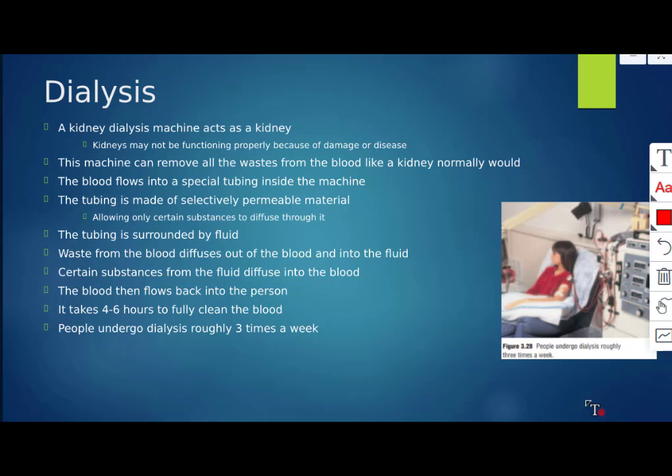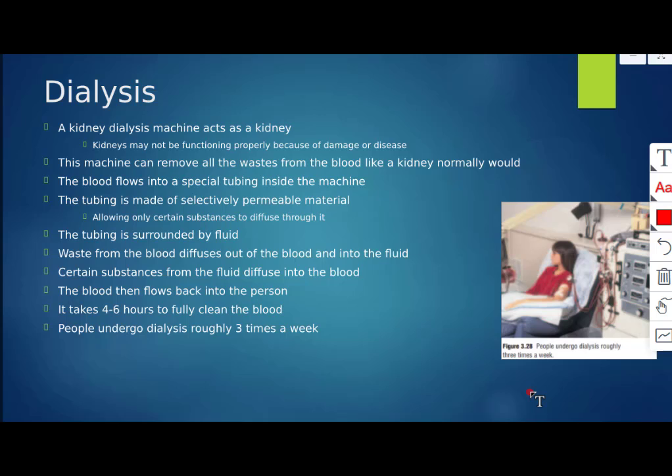And you can see in this diagram, we have a person connected to this machine. The blood is going into this machine and getting filtered. This machine will remove all the wastes from the blood, just like a kidney normally would. The blood flows into that tubing, goes into the machine, and that tubing is made of a special material called selectively permeable material. Like we talked about before with diffusion and osmosis, selectively permeable means certain things are allowed to diffuse and certain things will not.